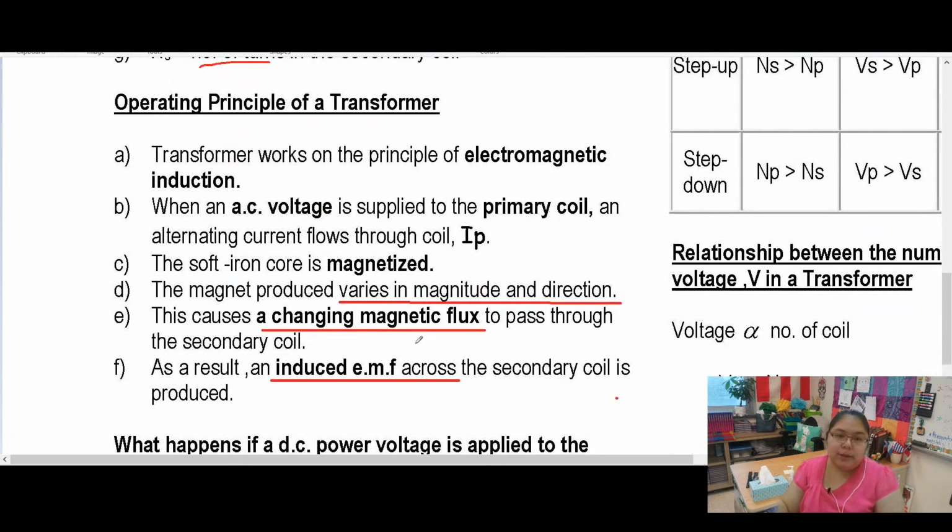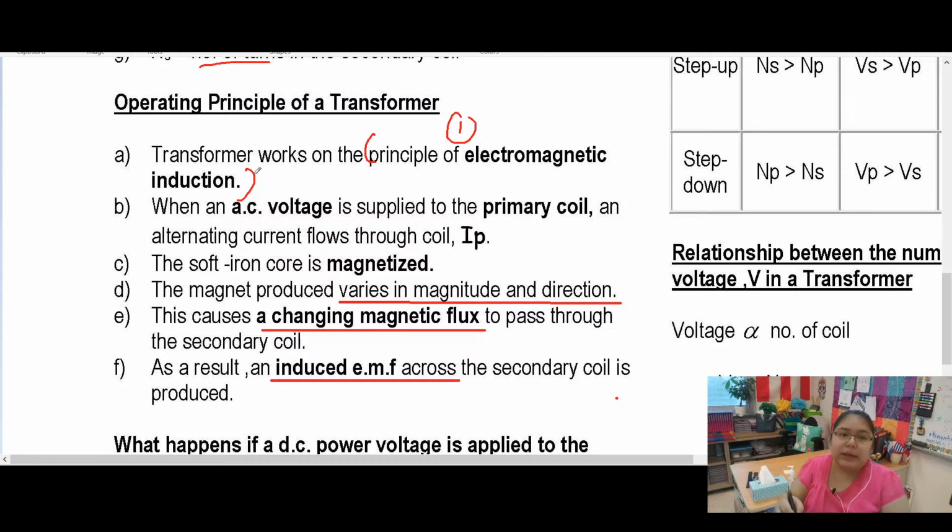Okay, this one can come up as a process question. They ask you, please explain the operation of the transformer. So from here, we're going to see how it works. Okay, first, when explaining how a transformer works, you must mention what principle they are using. So this is number 1.